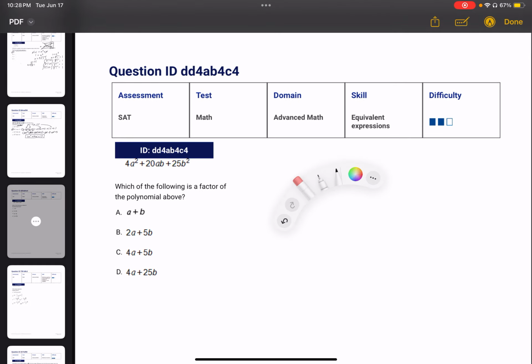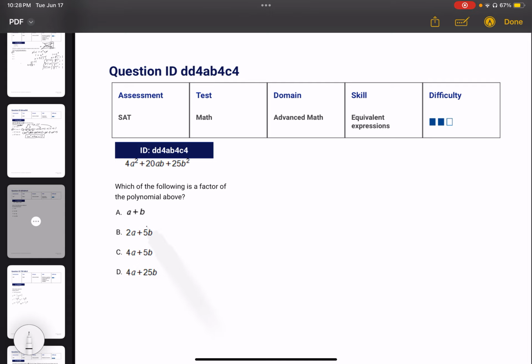4a squared plus 20ab plus 25b squared. Which of the following is a factor of the polynomial above? Okay, so we have all answer choices as factored or factors of the polynomial. So factoring this, we have to use kind of an unconventional method.